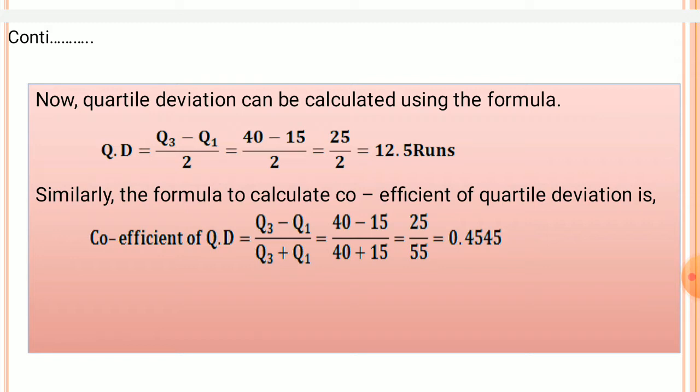Similarly, the formula to calculate coefficient of quartile deviation is coefficient of QD is equal to (Q3 minus Q1) by (Q3 plus Q1), which is equal to (40 minus 15) divided by (40 plus 15), which is equal to 25 by 55, which is equal to 0.4545. This is what the values of QD and its coefficient of QD are.